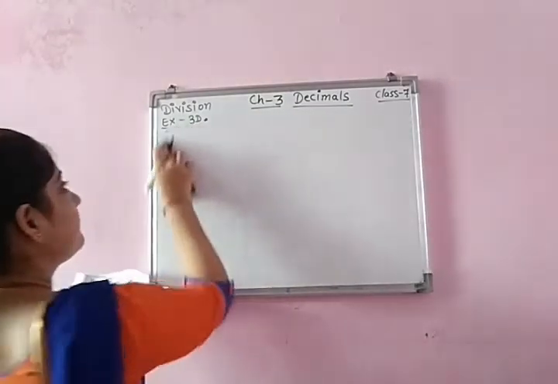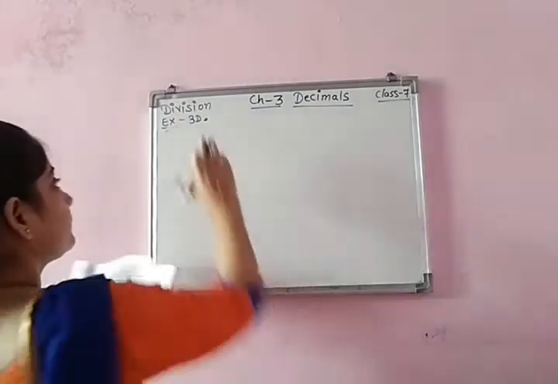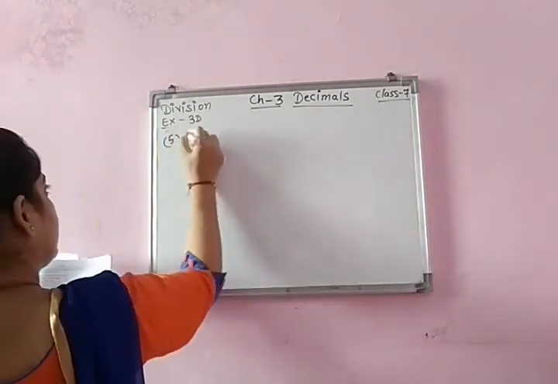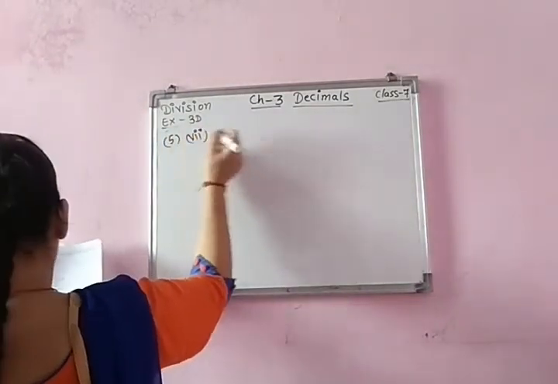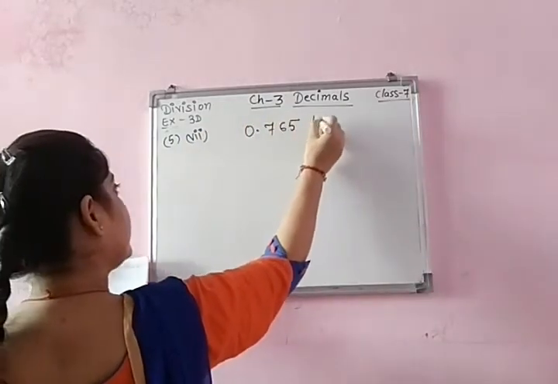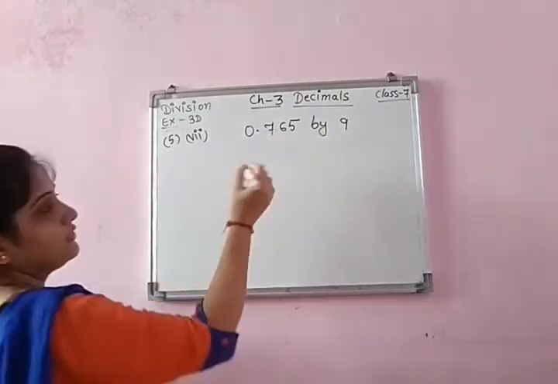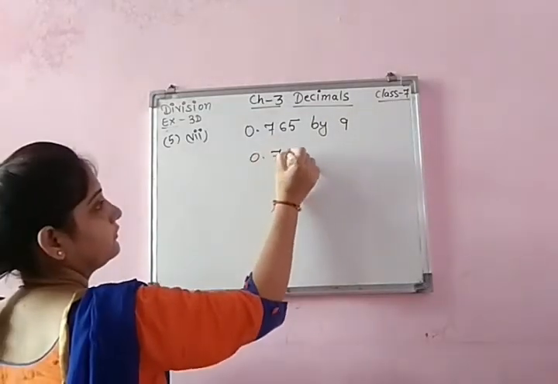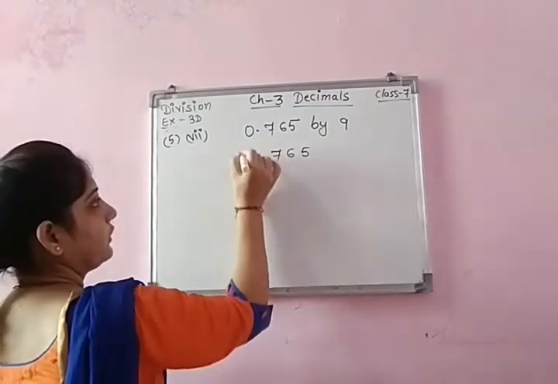Question number 5, 7th part. The digit is 0.765. You need to divide it by 9. So let's do this one also. Okay.